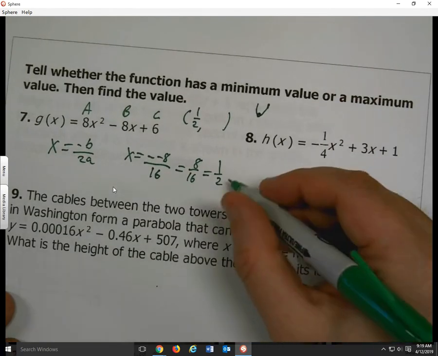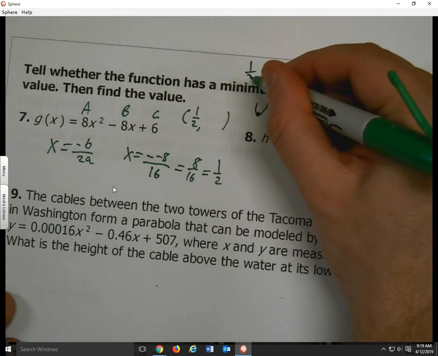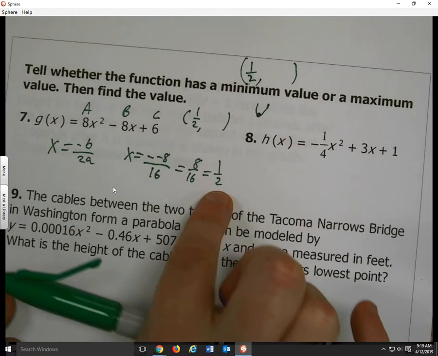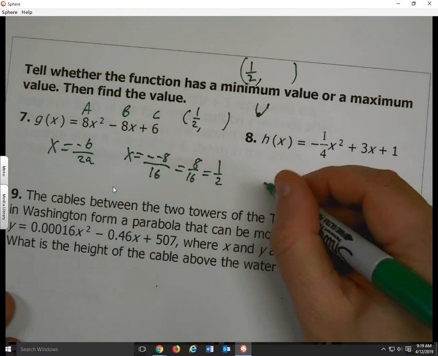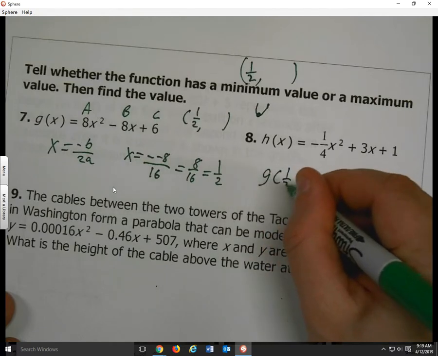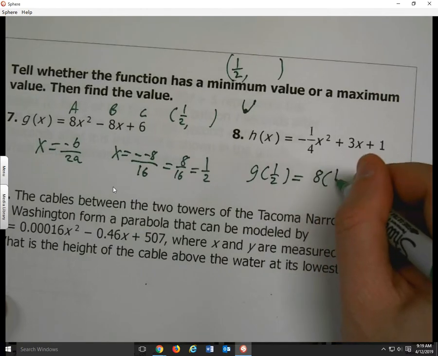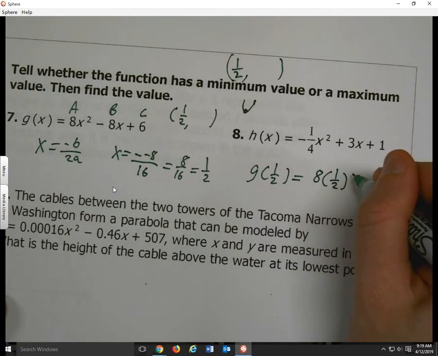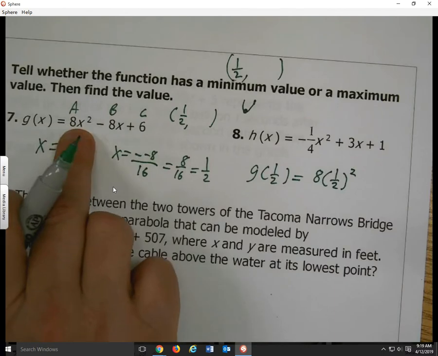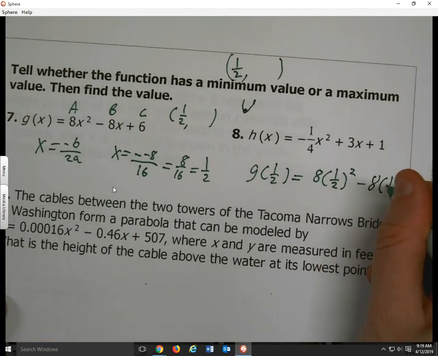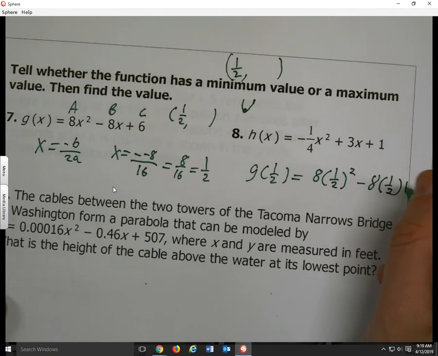So we found the x value, right? But we still need to find the y value. And we do that by substituting this into the original equation. So g of half equals 8 times half squared. I'm just substituting the half in place of the x. Minus 8 times half plus 6.